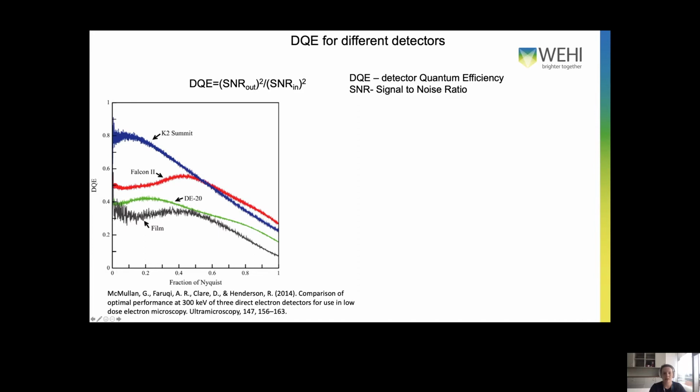So Falcon 2, K2 Summit, and D20, I'm not sure about D20, they're direct electron detectors. And you can see they all start fairly high, the DQE, and as soon as we go to higher resolution, it drops. And the higher the number here, the better the detectors are. So the new detectors, the Thermo Fisher Falcon 4 and the Gatan K3, supposedly have much higher DQE throughout the whole range. However, the DQE curves have not been published yet, but we've been promised that they're much, much better. And they're certainly faster than the old detectors as well.